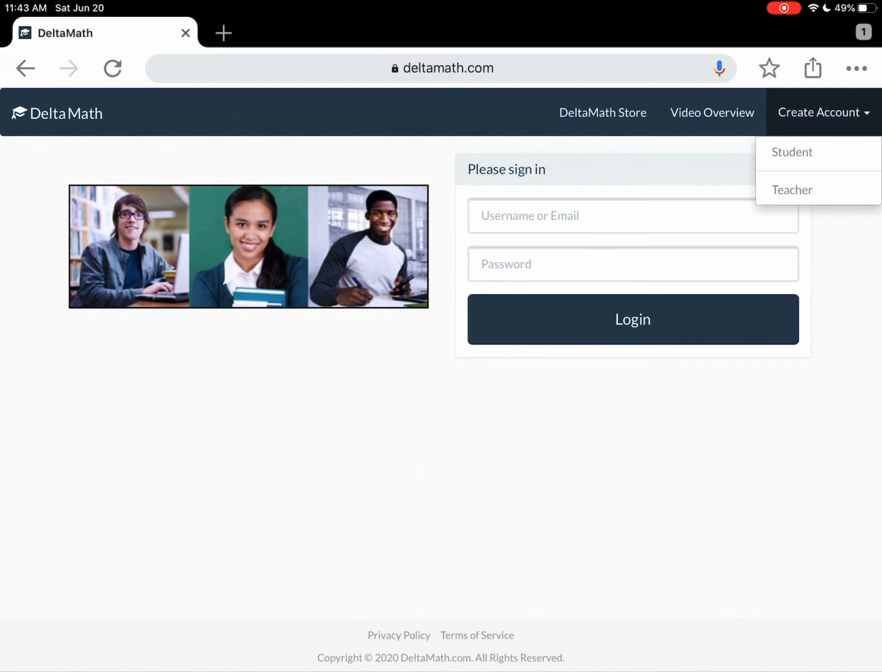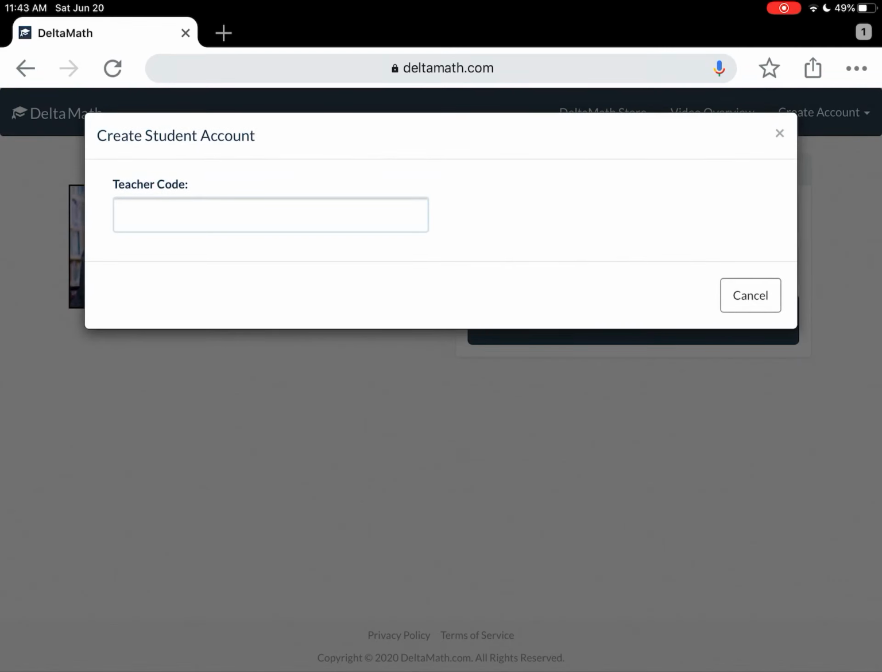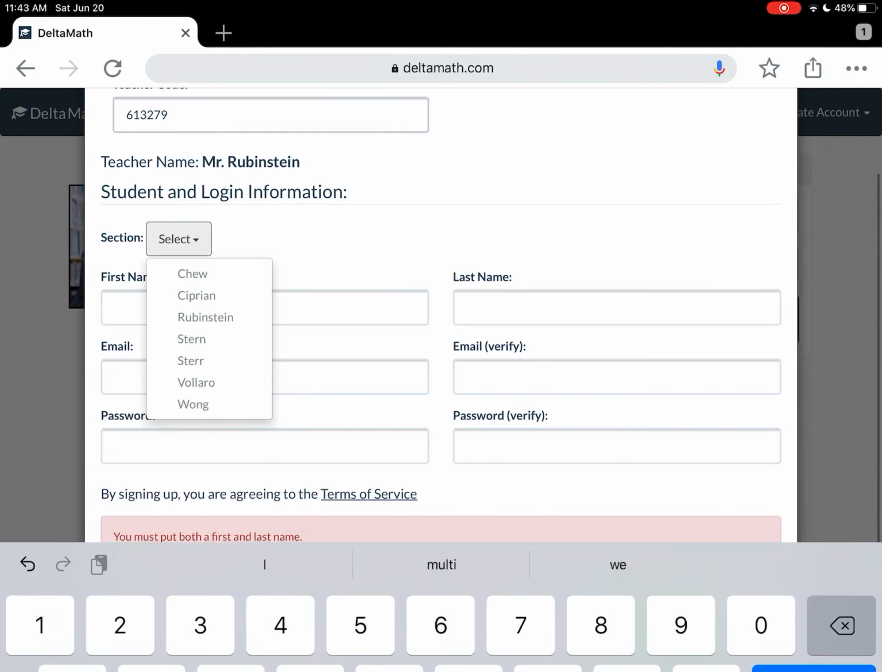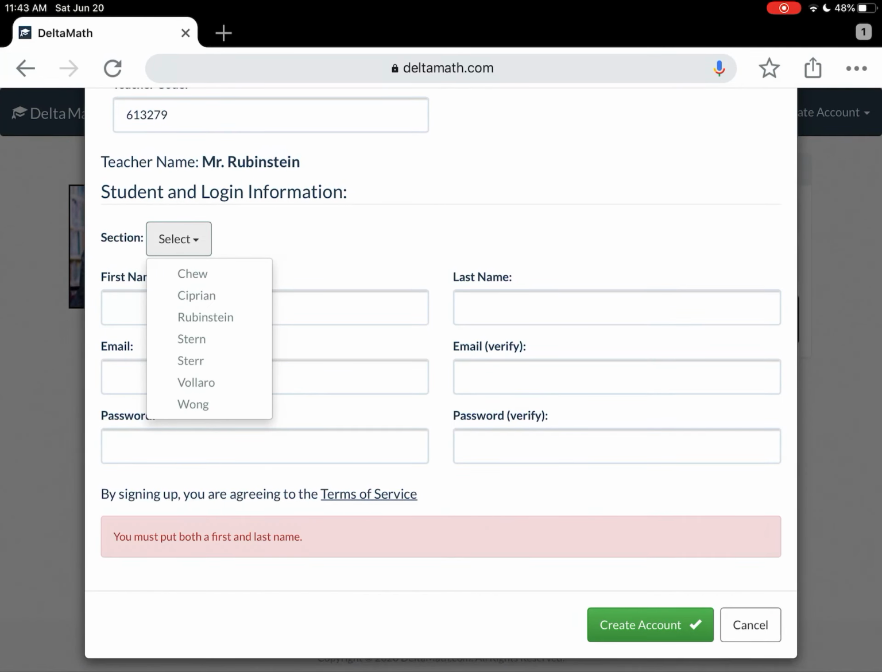So, okay, you're going to click on Create Account, and then click on Student. So you see it says Create Student Account, and you'll want to put in this teacher code. And I'll post the code for reference on the Google Classroom page. But it's 613279. Okay, and then you're going to select Section, and you can pick Stern.